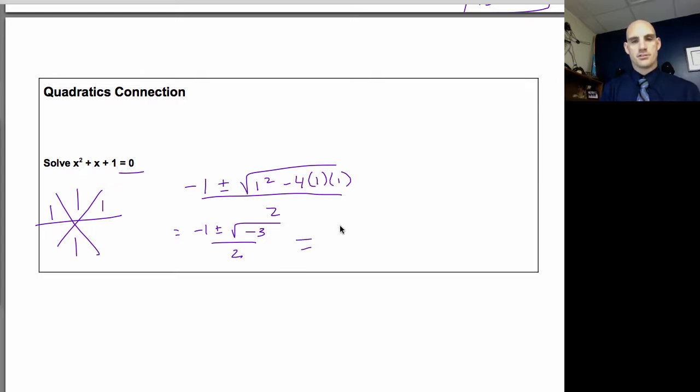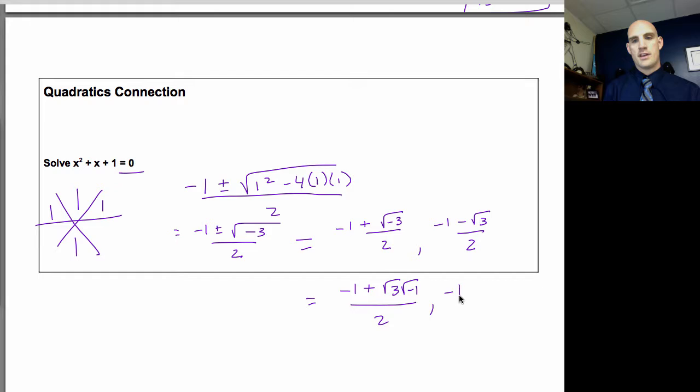Well, look at what happens here. I have two possible solutions. I've got negative 1 plus the square root of negative 3 over 2, and negative 1 minus the square root of negative 3 over 2. Well, I can't keep this radical like this. I can't keep a negative under there. And so I'm going to simplify this to say negative 1 plus root 3 times root negative 1 over 2, comma, negative 1 minus, this should be a negative, you probably caught that already, minus root 3 times root negative 1 over 2.